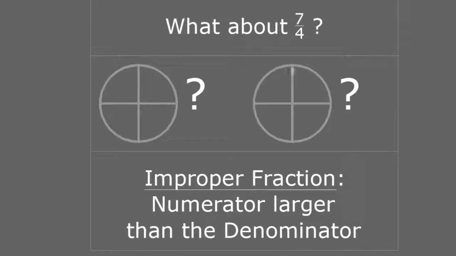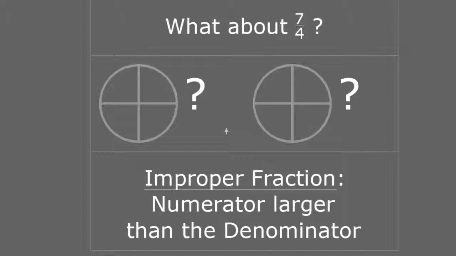Now what happens in this case? I have 7 out of a possible 4. If the maximum amount of slices that one pizza can hold in this case is 4, how can I write that I have 7 out of a possible 4 slices? Well, when the numerator is larger than the denominator, which is what's happening here, the number on top is larger than the number on the bottom, I cannot represent that with just one pizza. I have to use at least more than one, at least 2.